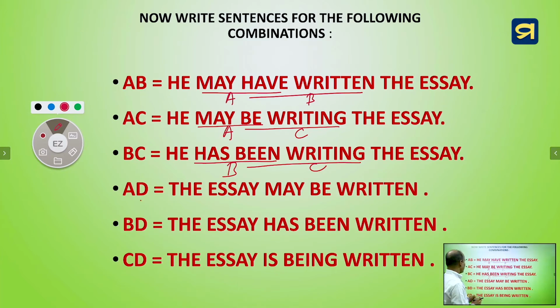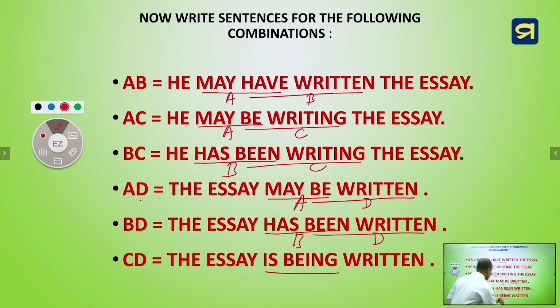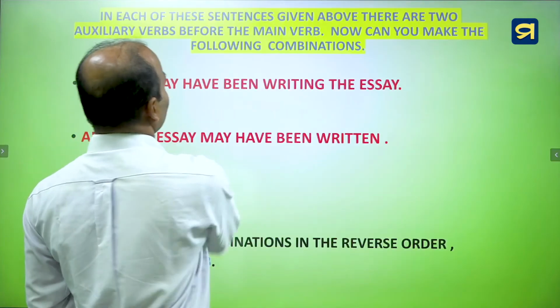In the fourth sentence, AD, the essay may be written, may is the sentence structure of A, and be verb plus third form in its en form is the sentence structure of D. In BD, the essay has been written, have/has plus third form is the sentence structure of B, and be verb plus third form shows the passive form, which is the sentence structure of D. And in the last one, the essay is being written, is being is the sentence structure of C, and being written is the sentence structure of D. Clear? So, let's proceed to the next one.